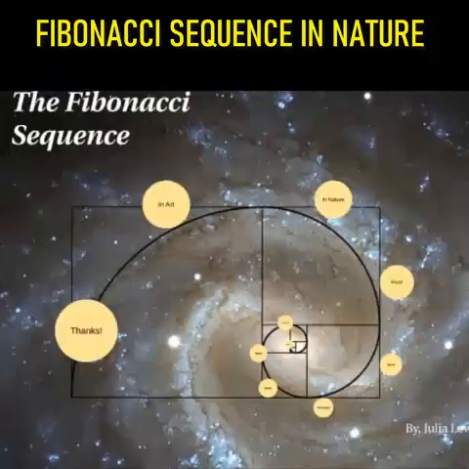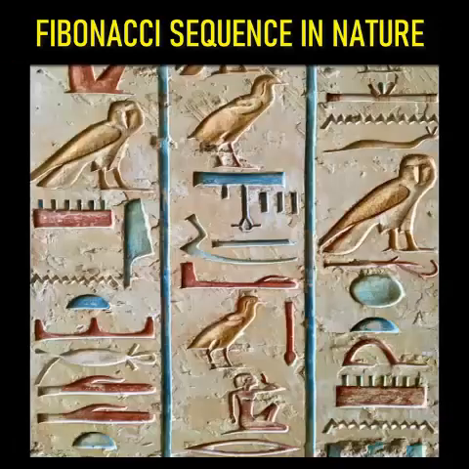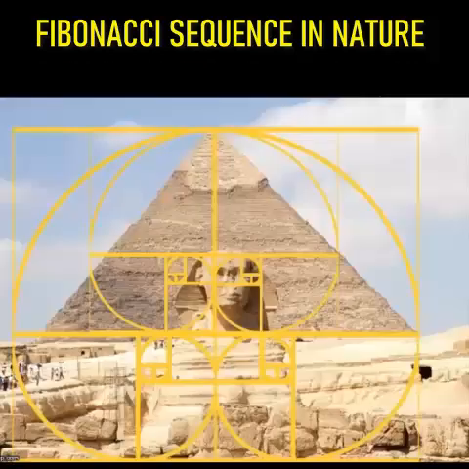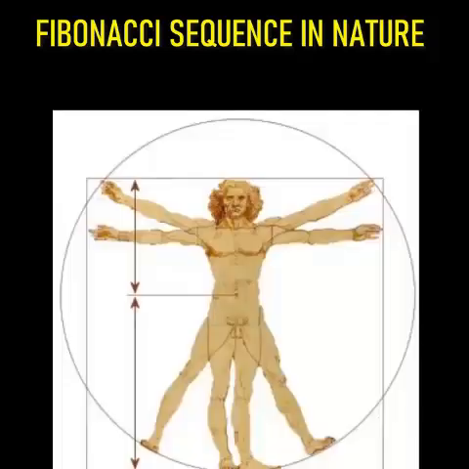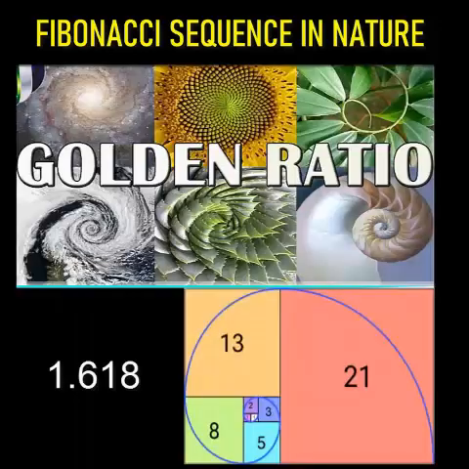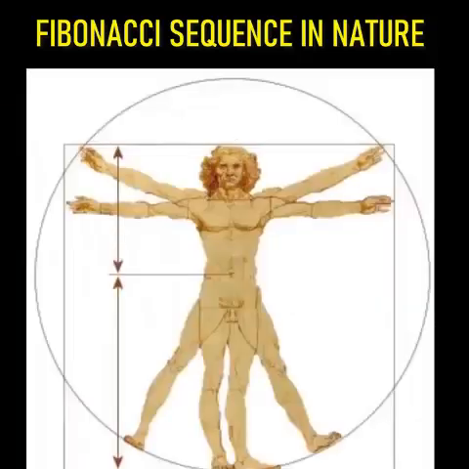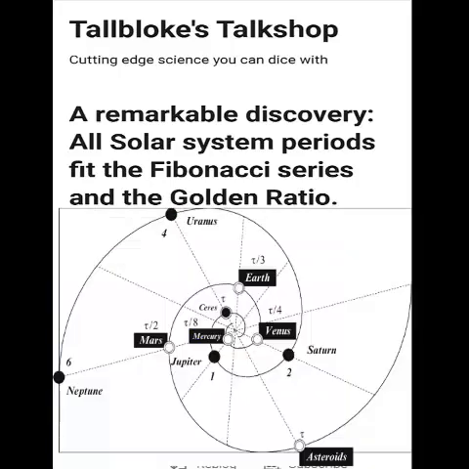The latest research shows that it was used in the design of the hieroglyphics found on tomb walls and also in the construction of the Egyptian pyramids and other ancient structures throughout the world. Our perception of balance and proportion is shaped by the golden ratio, a mathematical concept. The golden ratio of 1.618 may be found in nature, geometry, the human body, and the solar system, among other places. We can see in this article, a remarkable discovery: all solar system periods fit the Fibonacci series and the golden ratio.